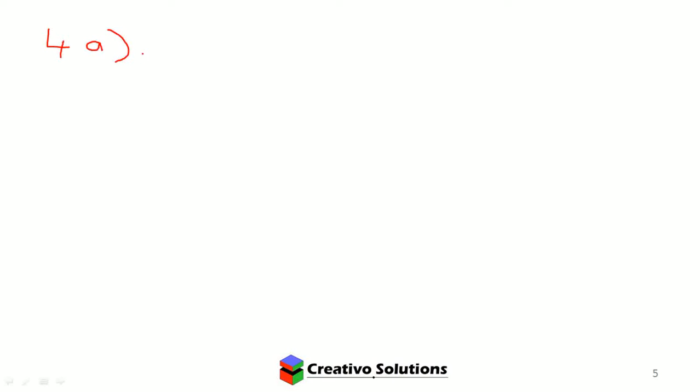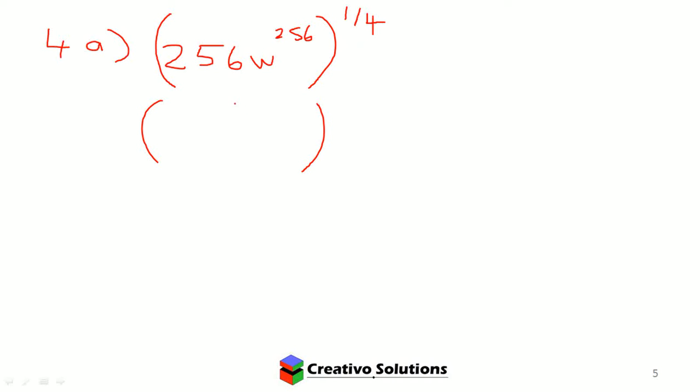We've got 4a, which says simplify, and they give us the number 256w to the power 256, all raised to the power 1 over 4. And we're asked to simplify. So when simplifying, you're trying to make the expression simpler, not as big in terms of having so many numbers or very large numbers. So when focusing on this expression, I need to see if I can simplify this in any way. Well, the answer is yes.